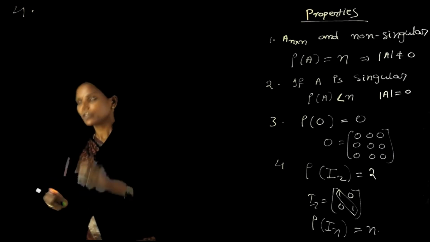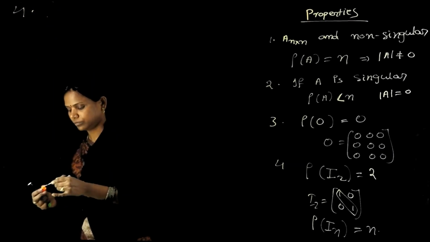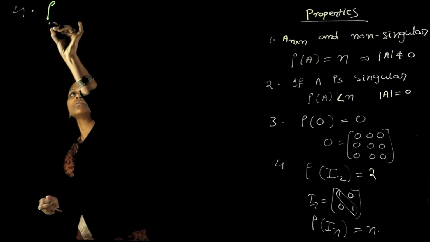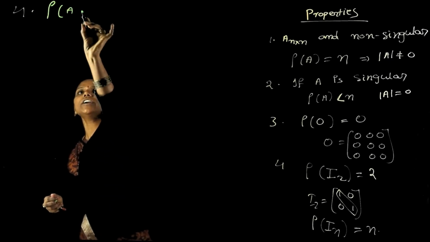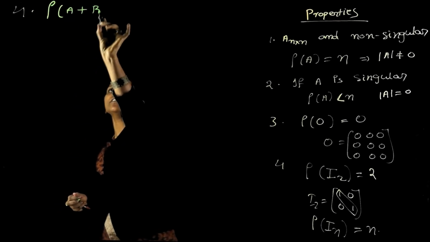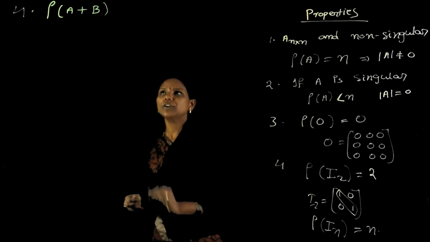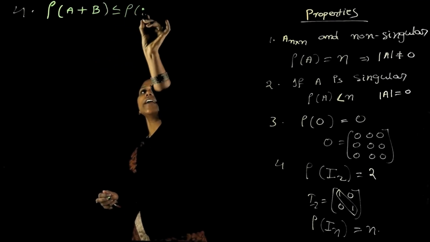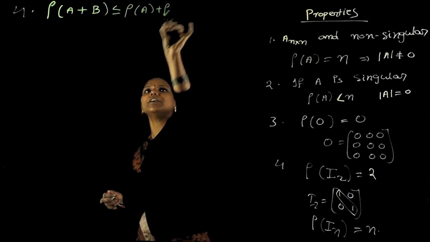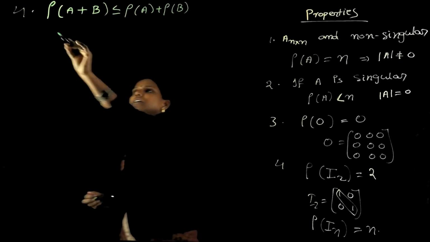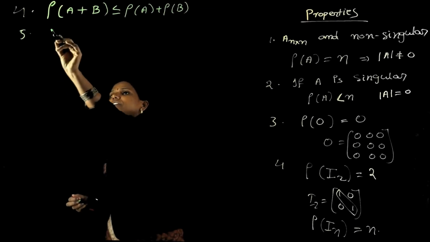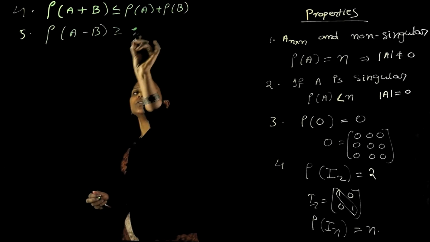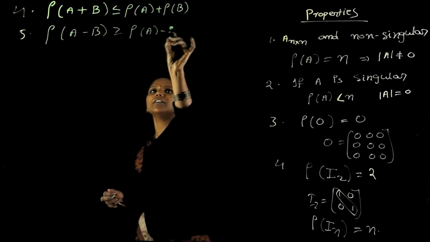Next property, rank of... suppose I am taking two square matrices of same order. I want to find rank of A plus B, that is less than or equals to rank of A plus rank of B. Next I will take subtraction of two matrices. It is greater than or equals to rank of A minus rank of B.